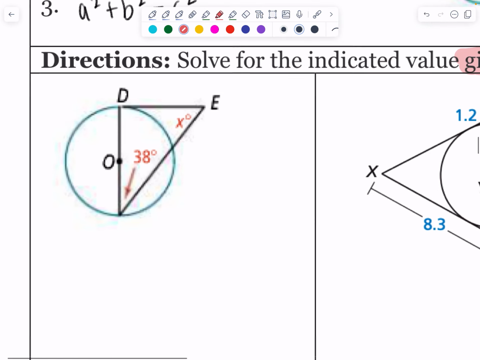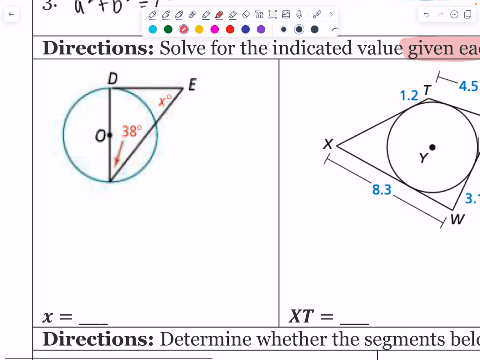So which one appears to be tangent in this first picture? DE, it's only touching the circle one time. Where is it touching the circle? At point D. So what do I get to add at point D? A right angle. I could add it on both sides if I wanted to. But really that's going to be significant because now I've created, here's a diameter, and then I've got this right triangle that is on top of the circle.